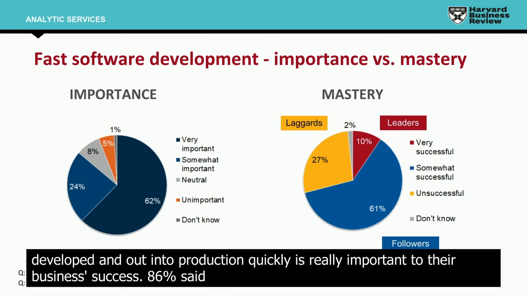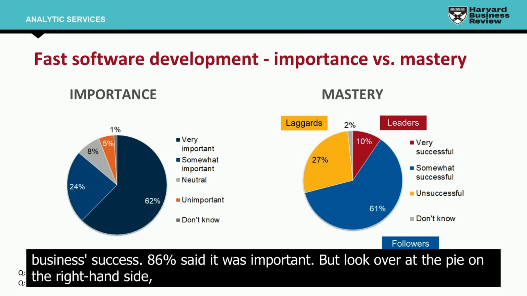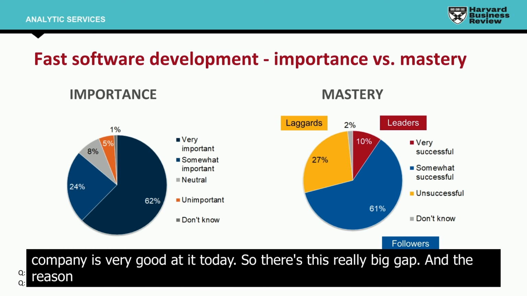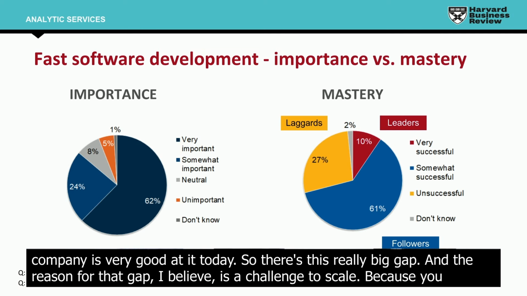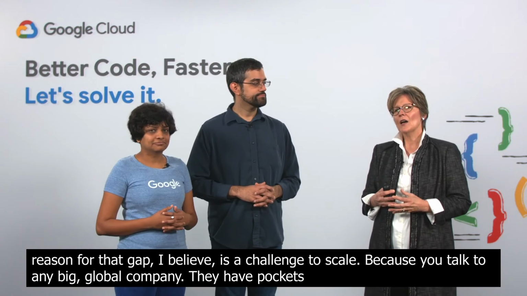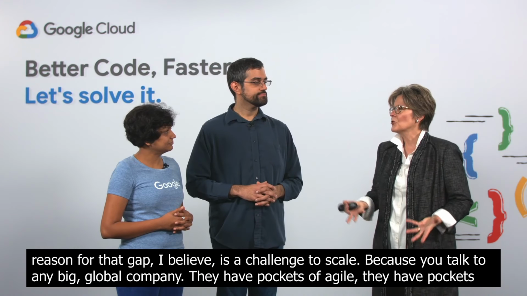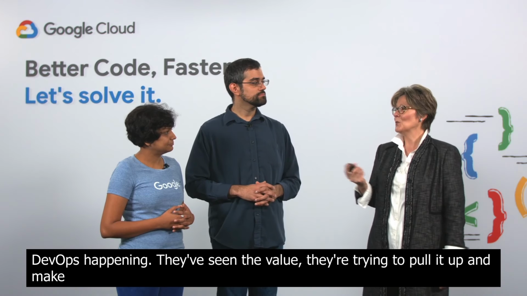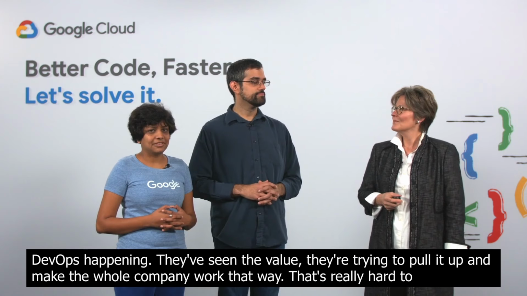But look over at the pie on the right-hand side, in that little slice of red there. Only 10% said their company is very good at it today. So there's this really big gap. And the reason for that gap, I believe, is a challenge to scale. Talk to any big global company, they've got pockets of Agile, pockets of DevOps happening, but they've seen the value, they're trying to pull it up and make the whole company work that way, and that's really hard to do, and we'll talk about why that is.